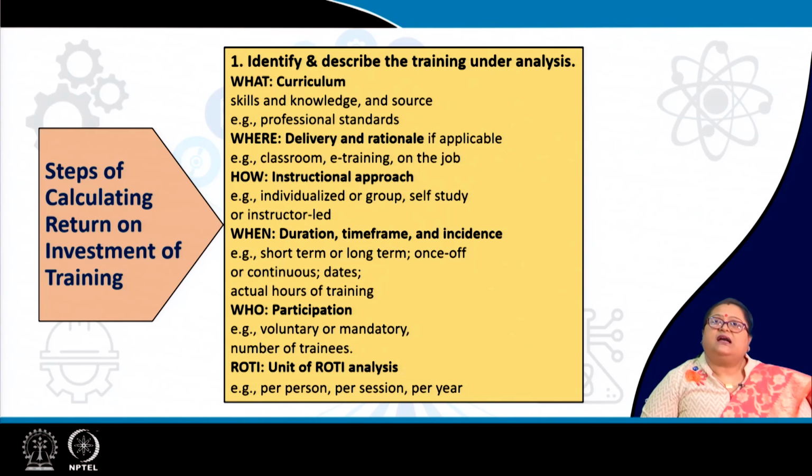To elaborate more on this, identify and describe the training under analysis. What: the curriculum, skills and knowledge, and source, for example professional standards. Where: delivery and rationale, if applicable, for example classroom, e-training, on the job. How: instructional approach, for example individualized or group, self-study or instructor-led. When: duration, time frame and incidence, for example short-term or long-term, once-off or continuous, dates, actual hours of training. Who: participation, for example voluntary or mandatory, number of trainees. ROTI: the unit of ROTI analysis, for example per person, per session, per year.